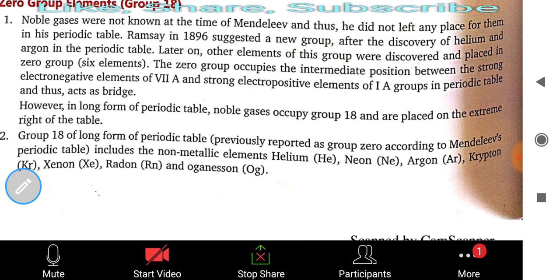Group 18 of the long form of the periodic table, previously reported as group 0 according to Mendeleev's periodic table, includes the non-metallic elements helium, neon, argon, krypton, xenon, and radon.